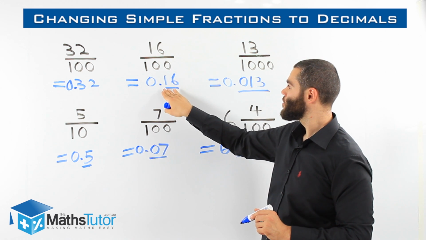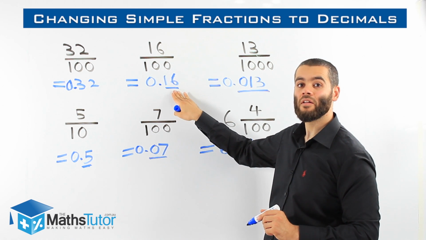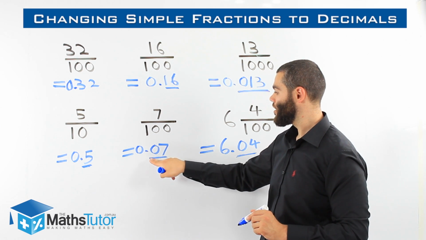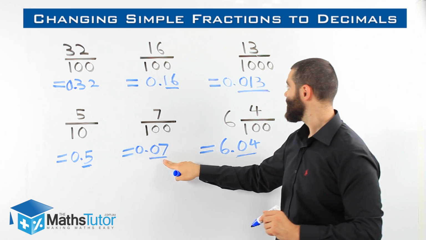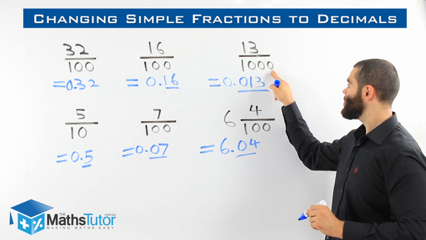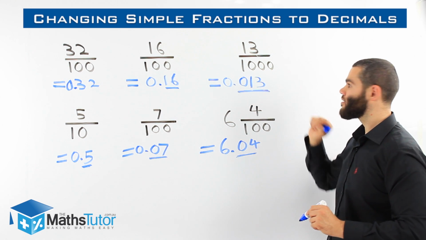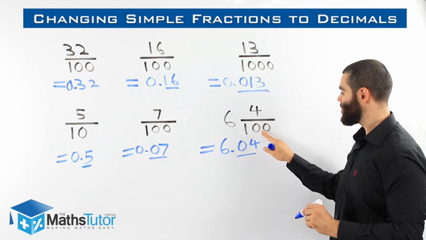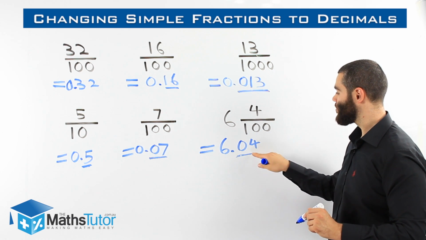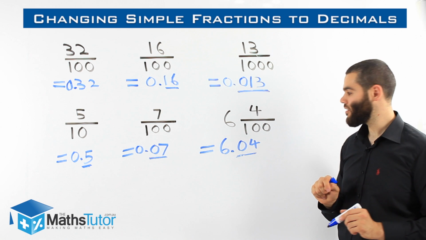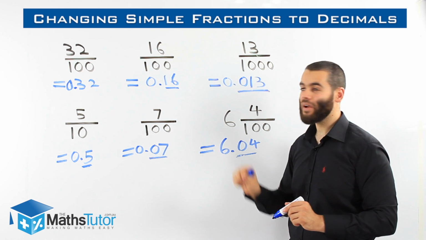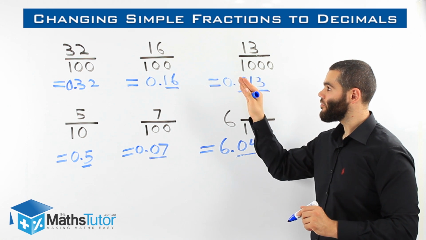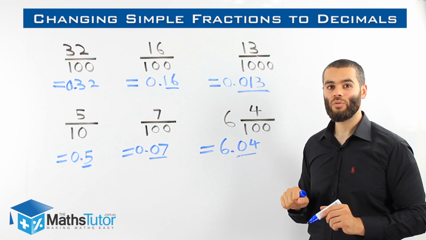2 zeros, 2 numbers after the point. 2 zeros, meaning 2 numbers are going to go after the point here. 3 zeros, meaning 3 numbers are going to go behind the point. And here, 2 zeros, and we have 2 numbers behind the decimal point. Quick way to change and to move from fractions to decimals.